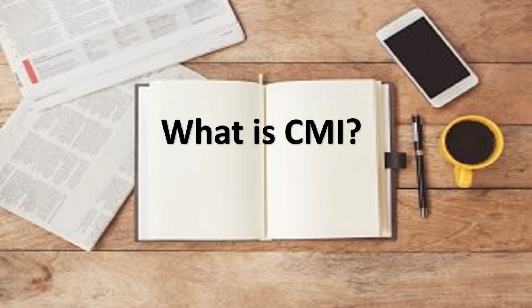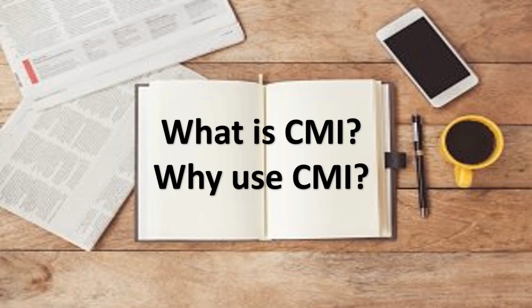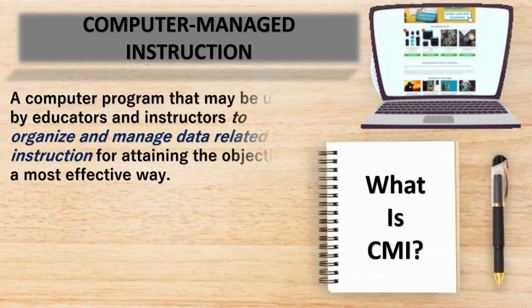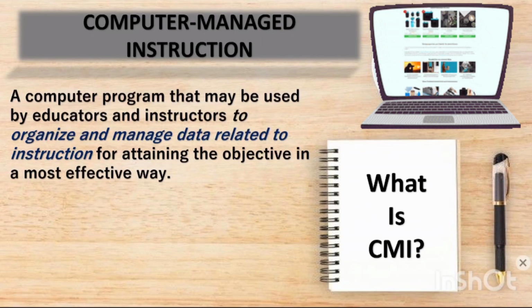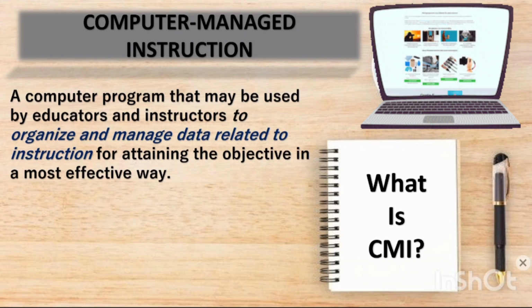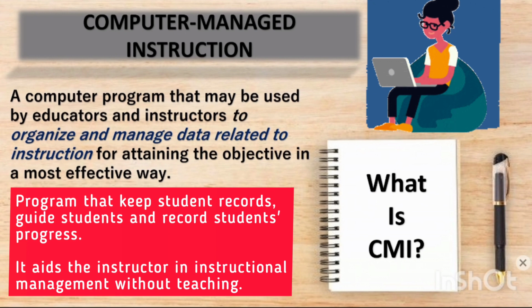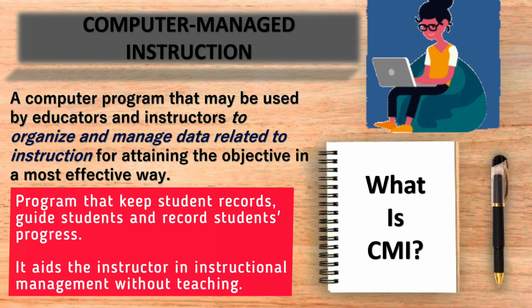So what is CMI and why use CMI? CMI is a computer program that may be used by educators and instructors to organize and manage data related to the instruction for attaining the objective in the most effective way. In simpler terms, these are computer programs that keep student records, guide the students, and record students' progress. It also aids the instructor or the teachers in instructional management without actually teaching.